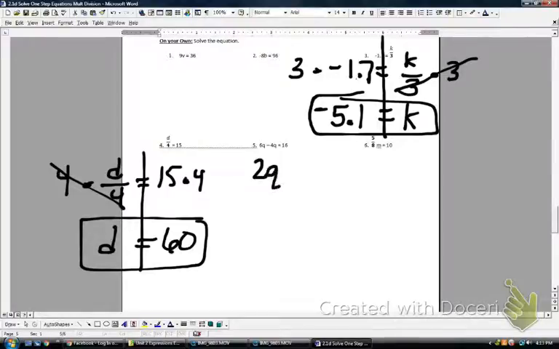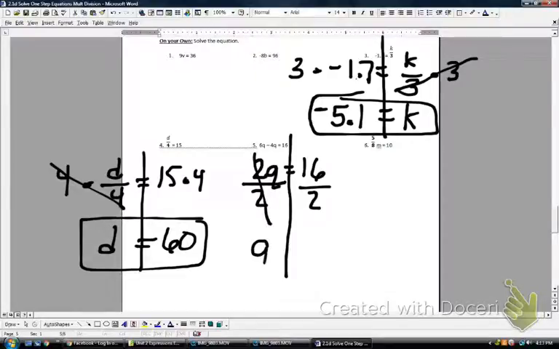Okay, then I have 6q minus 4q. I'm going to go ahead and do that step. 6q minus 4q is 2q. So I have 2q equals 16. I'm going to separate my brothers and my sisters. I have multiplication, so to undo multiplication, I'm going to divide both sides by 2. That goes to 1q, or just q. 16 divided by 2 is 8.